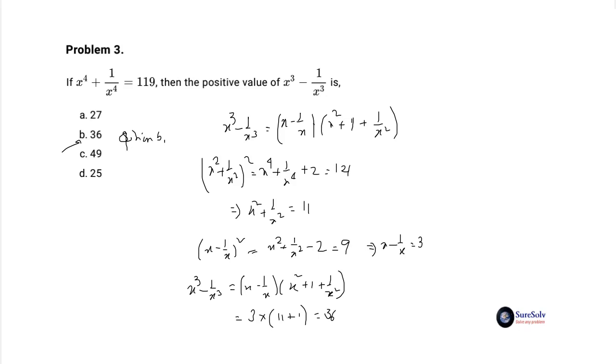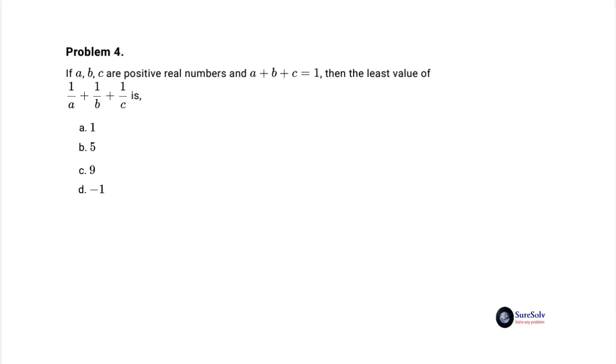Let's solve the fourth problem. Analyze the problem and try to find out how you would solve it. The problem is to be solved by applying the principle of least value of sum of reciprocals. For three variables a, b and c, by this principle, if a plus b plus c equal to 1, the least value of sum of the reciprocals will occur when variable sum of unity is equally shared between the three variables. That is, a equal to b equal to c equal to 1 by 3.